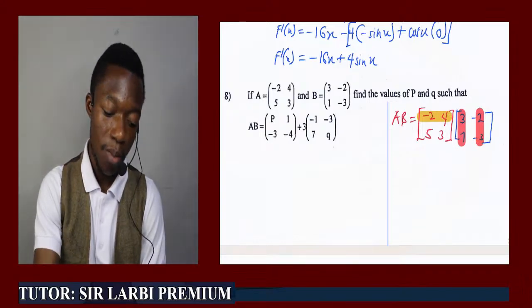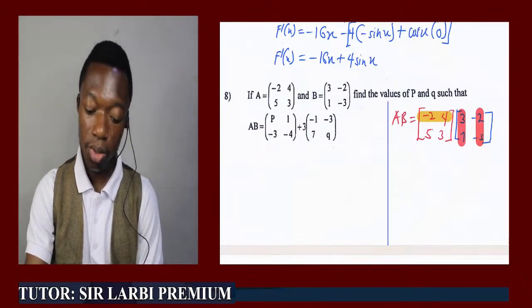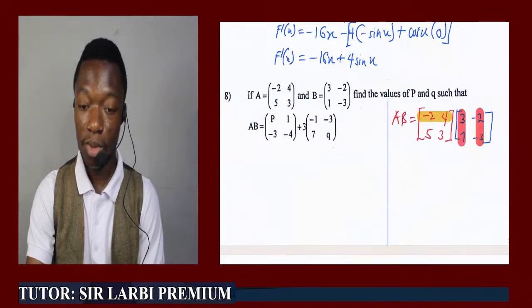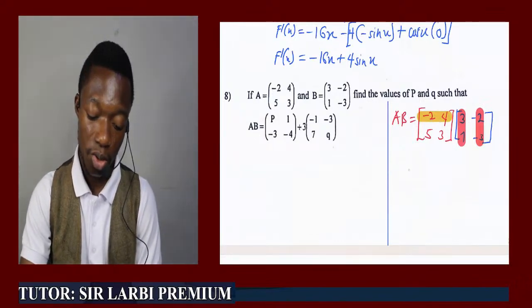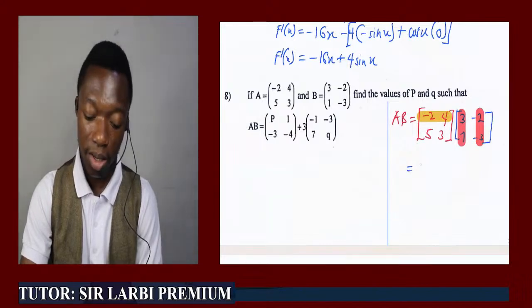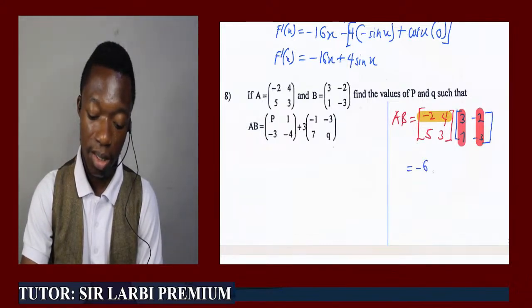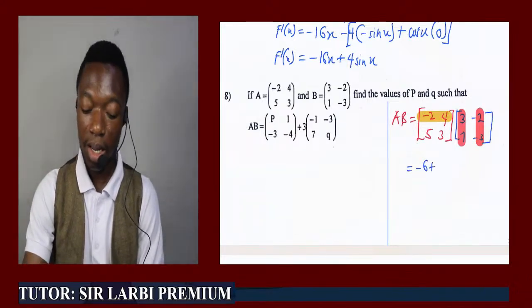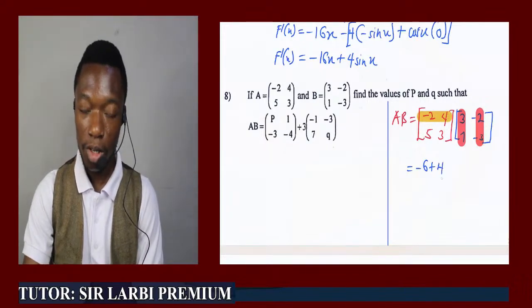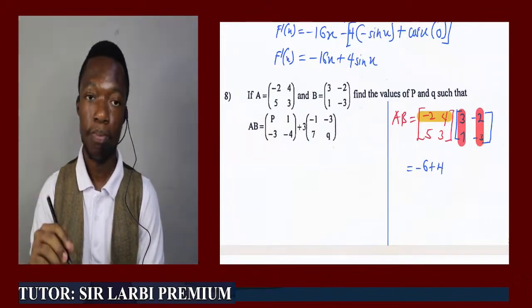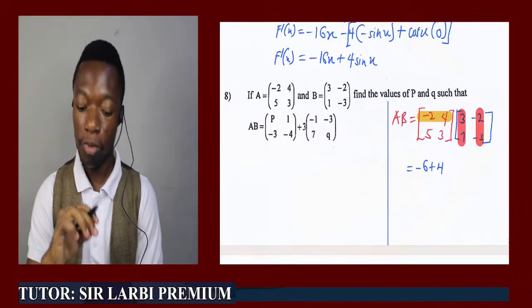So how do we go about that? Very simple. You multiply negative 2 by 3, and you are getting negative 6. Then you bring in plus. You are not done. Then you come back to the 4, also multiplying 1, you are getting 4. So that will give us the first entry of the row.